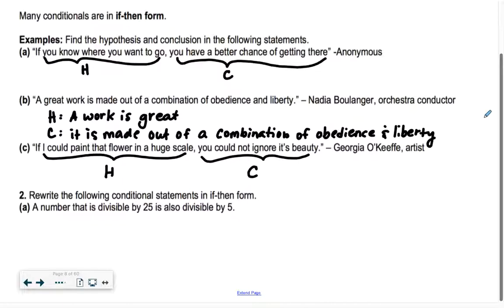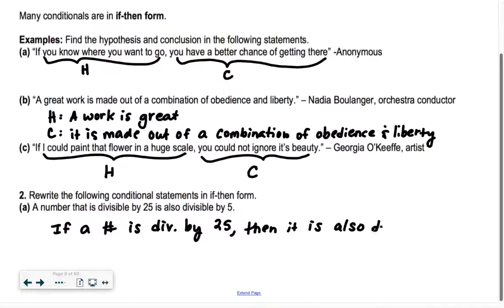So what do you think, Keegan? If a number is divisible by 25, then it is also divisible by 5. All right, I'm using some shorthand here. Are you guys good with this? If a number. It doesn't say if a hashtag. That's how we abbreviate number. If a number is divisible by 25, then it is also divisible by 5.